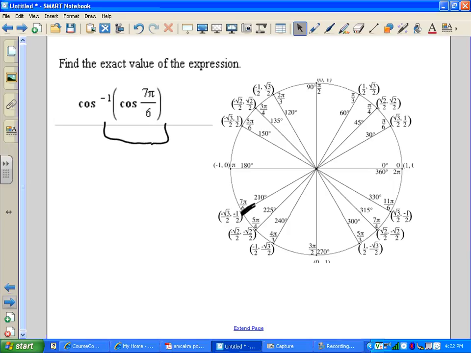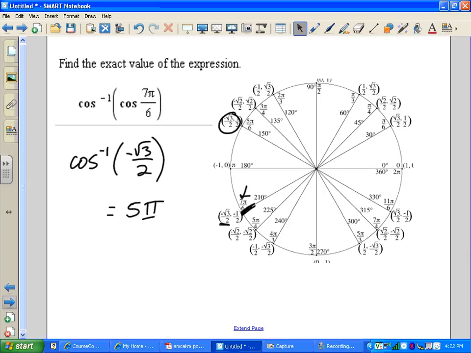So in other words, I can't cancel out the cosines in this case. The cosine of 7 pi over 6 is negative square root of 3 over 2. So now I'm going to do inverse cosine of negative square root of 3 over 2. That's asking the question, where is cosine negative square root of 3 over 2? And I can't say pi over 6 because it's in the third quadrant. So I just need to find a different quadrant to go to. Where else would cosine be negative square root of 3 over 2? Right there works out. And that would actually be at 5 pi over 6.